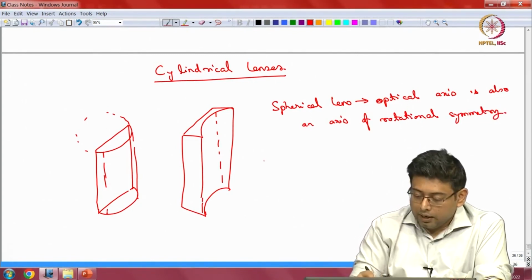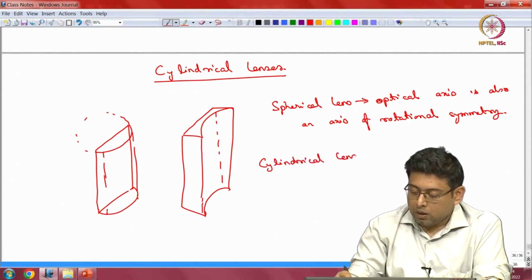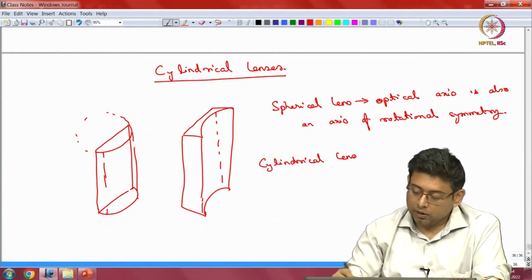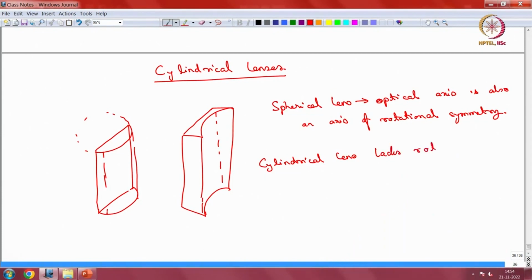Now, in a cylindrical lens, however, the optical axis is not an axis of rotational symmetry. So, cylindrical lenses lack rotational symmetry about their optical axis. Okay. So, cylindrical lenses have asymmetrical focusing properties.